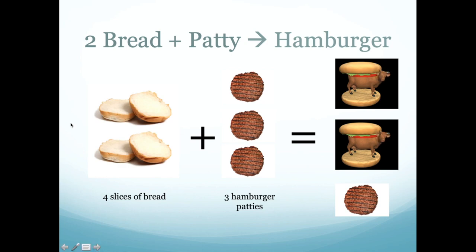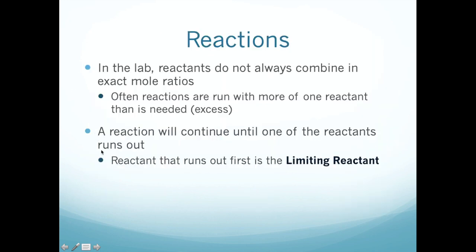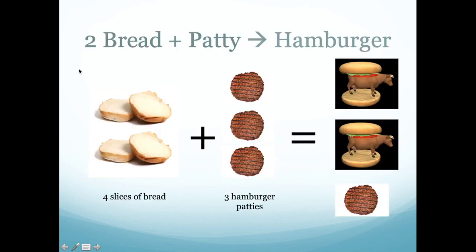So if I ignore the number of patties, if I look just at my 4 slices of bread, how many hamburgers can I make from 4 slices of bread? Well, since 2 breads make 1 hamburger, 4 breads would make 2 hamburgers. Okay, so I can make a maximum of 2 hamburgers with my 4 slices of bread. Okay, now let's look at our patties and ignore the bread. With 3 hamburger patties, how many hamburgers could I make? Well, there's a 1-to-1 ratio between patties and hamburgers, so 3 patties would make 3 hamburgers.